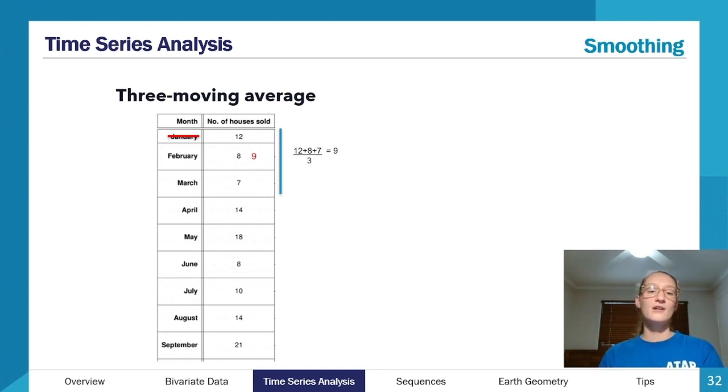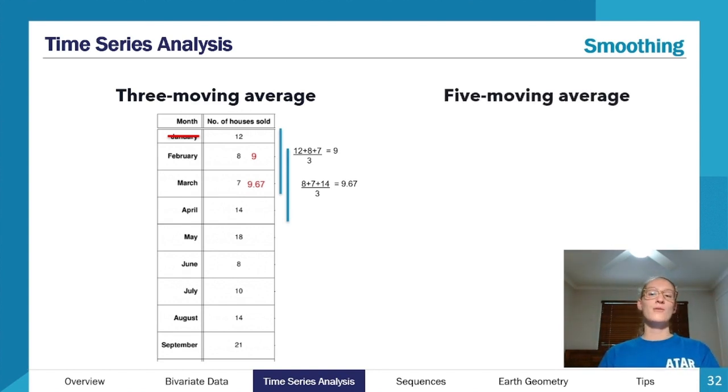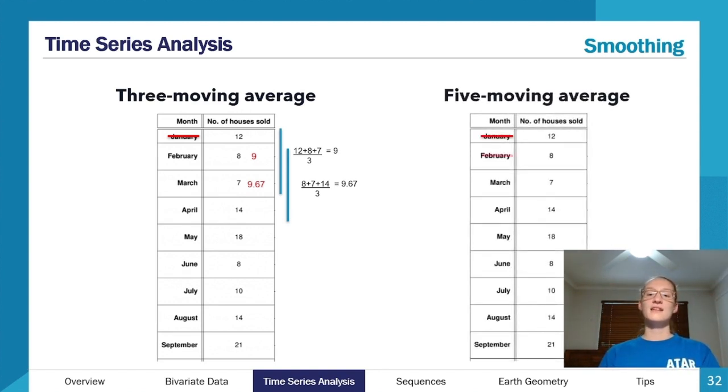Then we can find the value for March by getting the average of February, March and April, adding them together, 8, 7, and 14, and dividing by 3, just like with any other average, and we get 9.67. We can do the exact same all the way through. And we can also do the exact same with the 5 moving average.